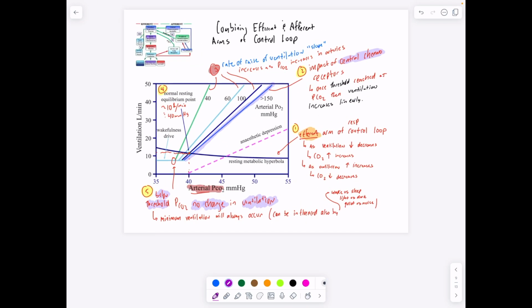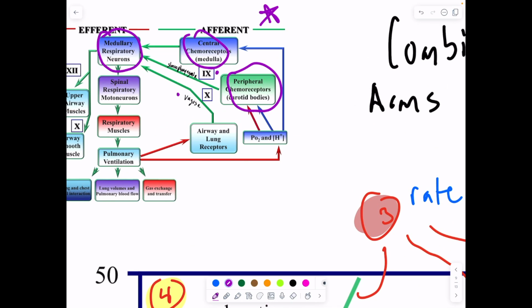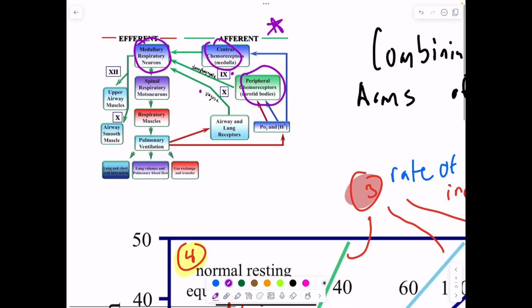All right, so now we have gone over the central chemoreceptors and peripheral chemoreceptors, and in lecture we were given this truly awful graph, and I wrote on it with the hope that maybe this could be helpful. Basically what we're trying to do is tie in the idea that these chemoreceptors are going to feed into the medulla via cranial nerve 9, the glossopharyngeal nerve, and cranial nerve 10, the vagus nerve.